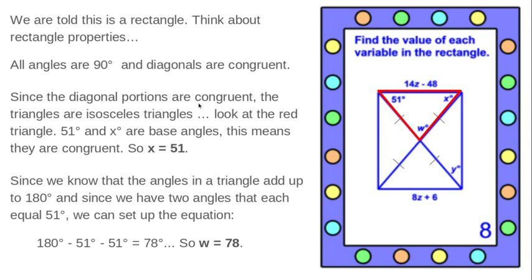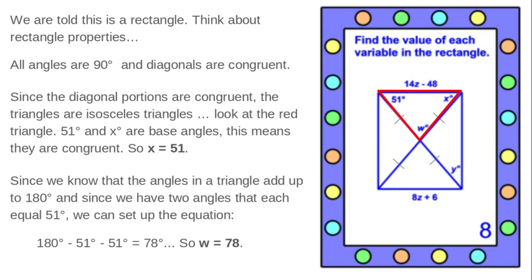Let me get my cursor over here. This length is marked as congruent to this length. So therefore, those two are the same, and that makes it an isosceles. In an isosceles triangle, base angles are congruent. So 51 and x, the ones that are opposite the congruent sides, are going to be congruent. So if this is 51, then x is going to be 51.